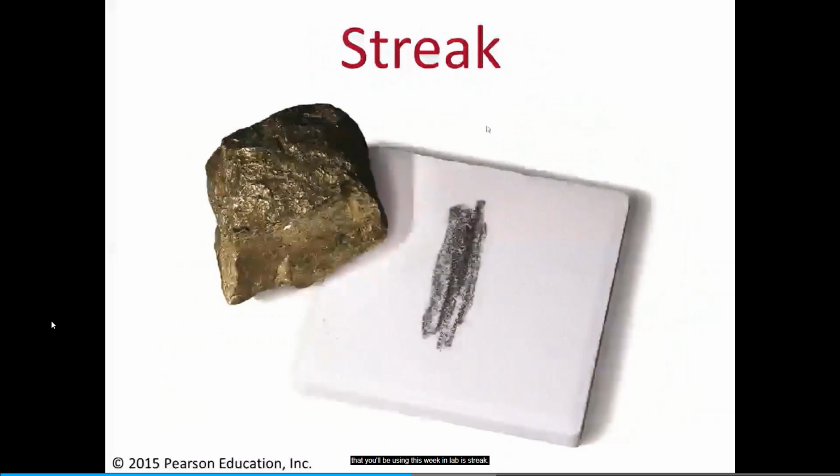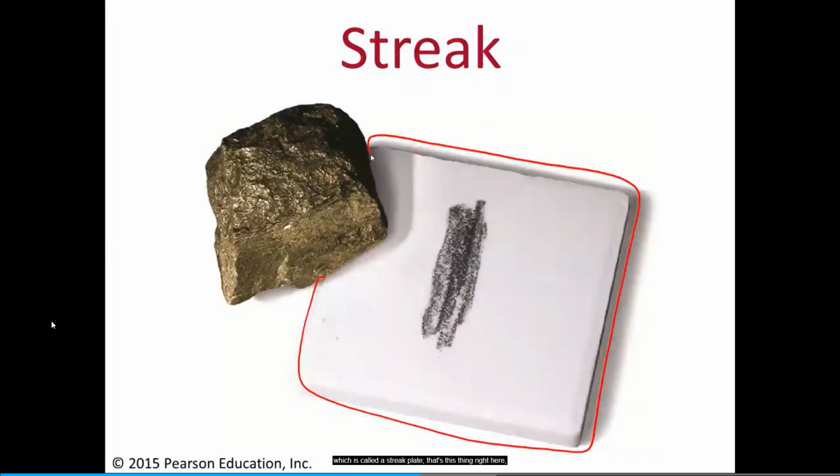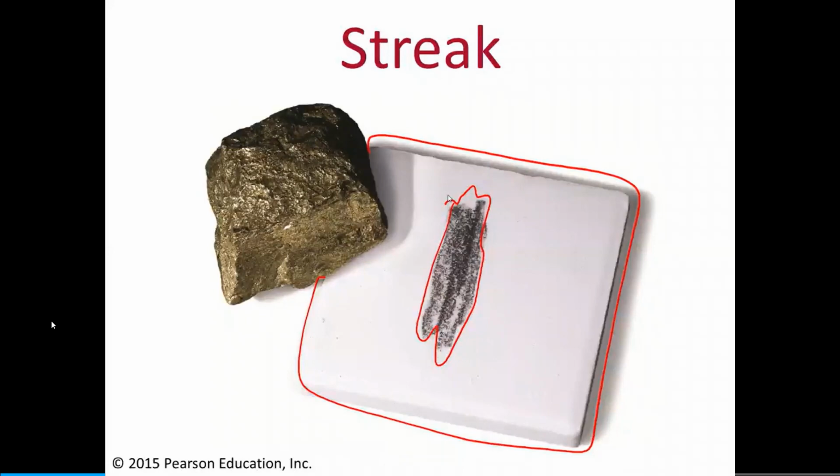Another technique that you'll be using this week in lab is streak. You're going to have a little square piece of porcelain which is called a streak plate. That's this thing right here. And what you're going to do is rub your mineral specimen against that streak plate. It will leave behind a powdered form of the mineral, and the color of that powdered form of the mineral is diagnostic for figuring out which mineral it is. So in this case, you've got a mineral with a distinctive golden metallic luster, but it leaves behind a blackish streak on the streak plate.